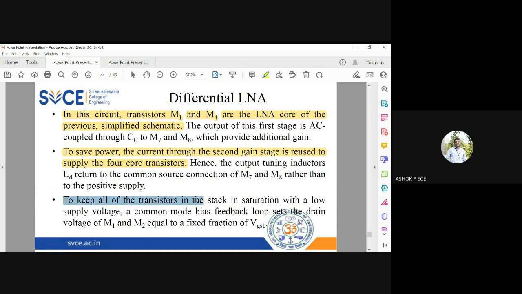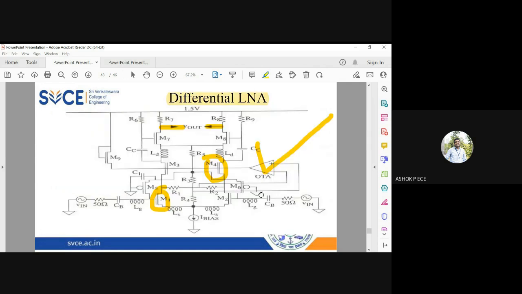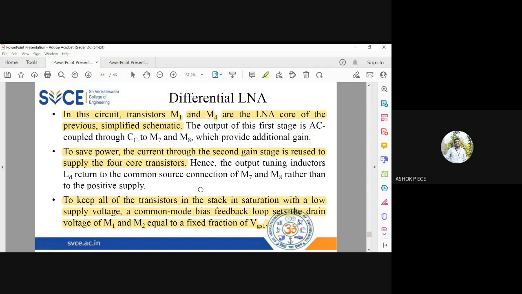So to keep all transistors in saturation with the low supply voltage, you have a common feedback loop that sets the drain voltage to a fraction of VGS1. When you want the transistors to provide maximum amplification, they have to work in saturation. That is done by a loop which will set the value of M1 and M2 equal to a fraction of VGS1.